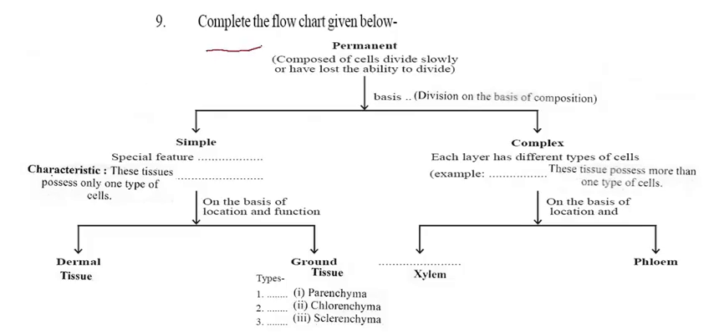Complete the flow chart given below. Some of it is given and you fill in the blanks. Division on the basis of composition: simple tissues possess only one type of cells, and complex tissues possess more than one type of cells. Here you can fill in xylem, and the three are parenchyma, collenchyma and sclerenchyma. So that is the fill in the blanks.